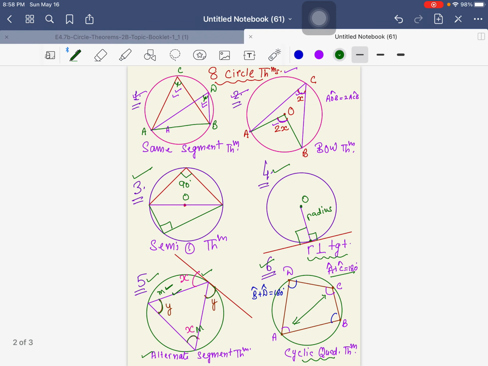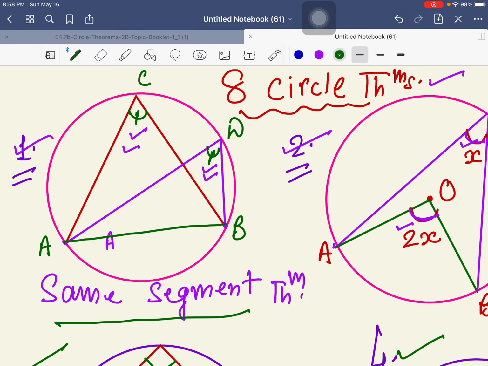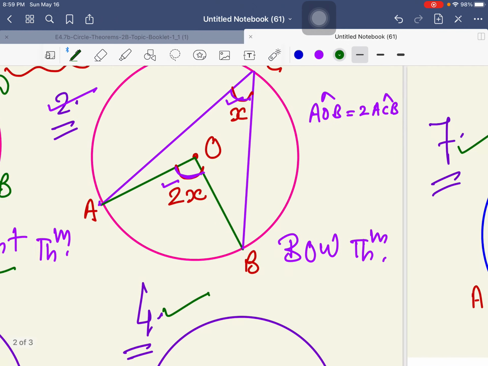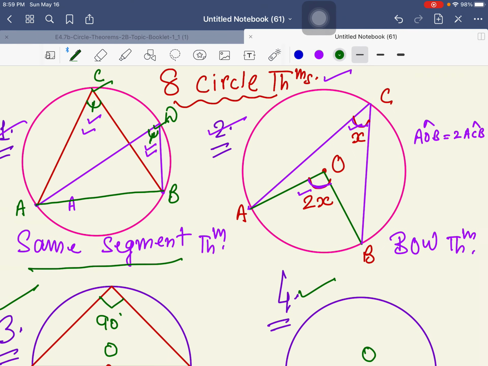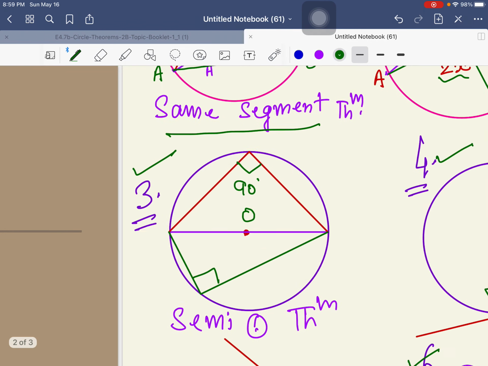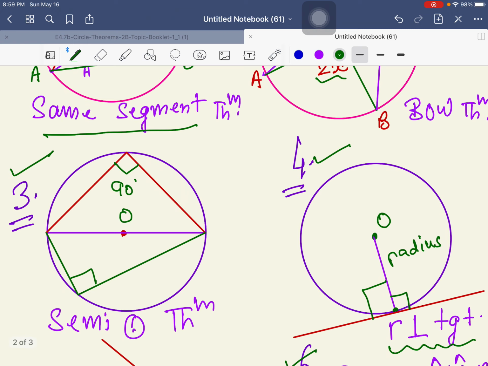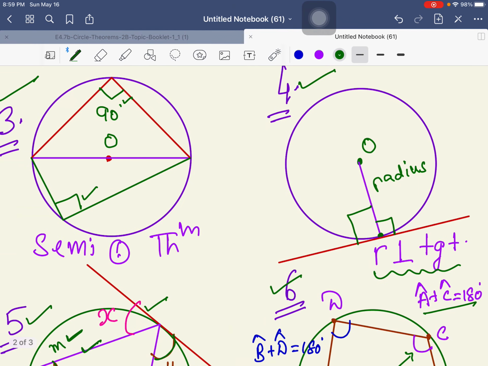Let's go fast again. The first theorem is the same segment theorem. It states that angles in the same segment by an arc are equal. In this case, ACB and AGB are equal. The second theorem states that the angle at the center is twice the angle at the circle, or the angle at the circle is half the angle at the center. Third, the angle by the diameter in the half circle, semicircle, either up or down, is always 90 degrees, a right angle. Number 4, the radius is always perpendicular to the tangent.